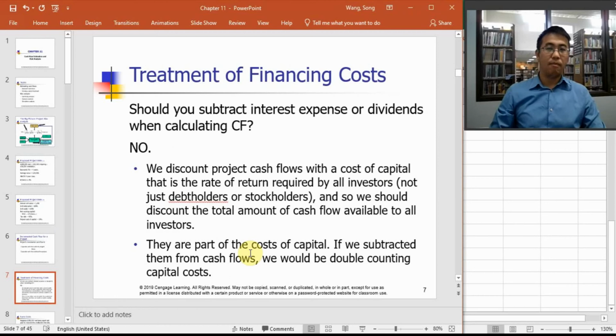Well, the company pays interest to the debt holders and dividends to the stockholders, and these are all solid cash flows. But in capital budgeting, we do not incorporate all these cash flows as part of the free cash flow because we have incorporated those dividends and interest expenses already in the WACC calculation.